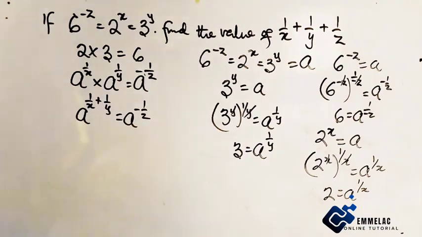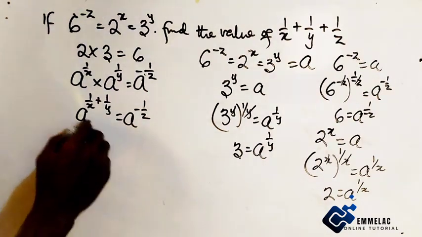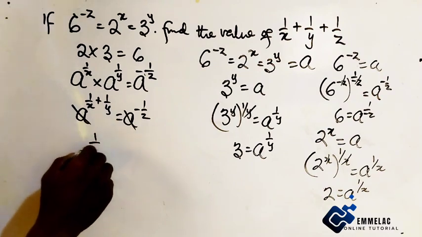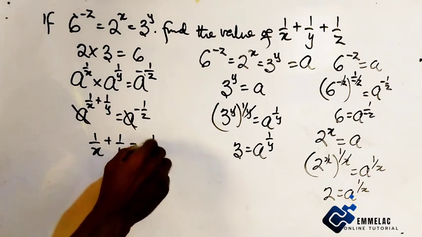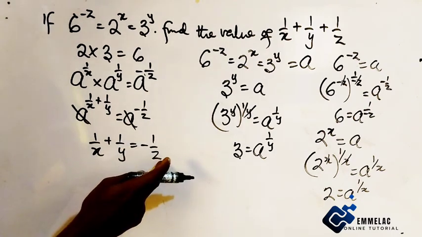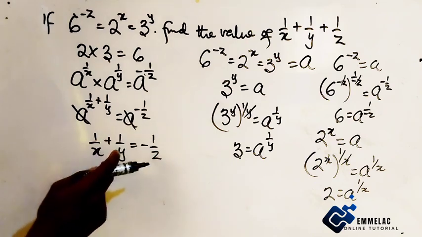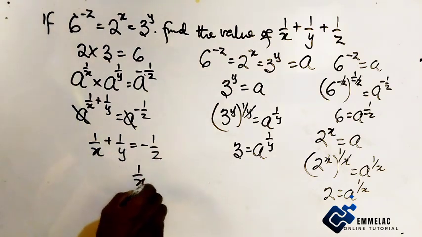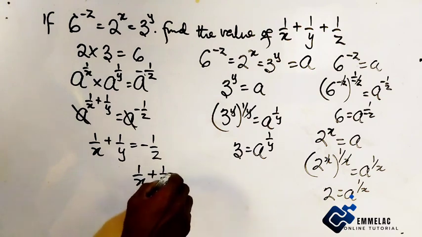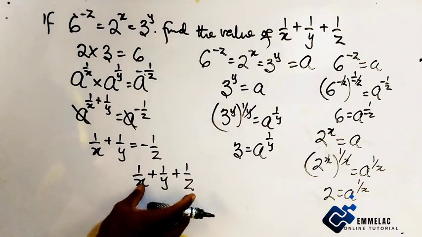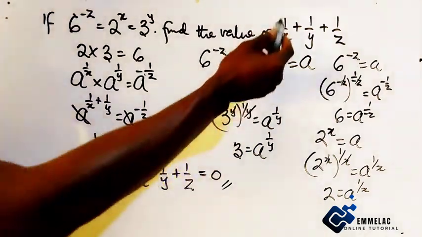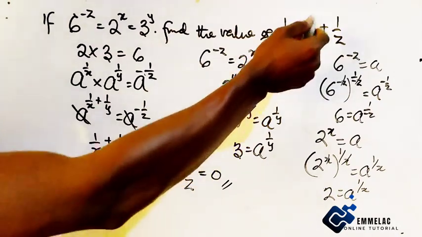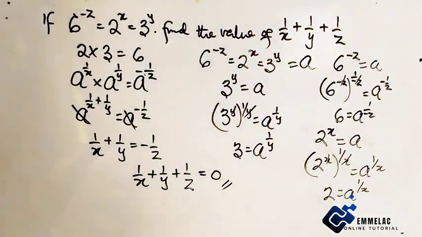Right, now since we have the common base, this cancels out, so here we have 1 over x plus 1 over y equals minus 1 over z. Now transpose minus 1 over z to the left hand side. Here we have 1 over x plus 1 over y plus 1 over z equals 0. So 1 over x plus 1 over y plus 1 over z equals 0. All right, you can see that the final answer is very simple and short.